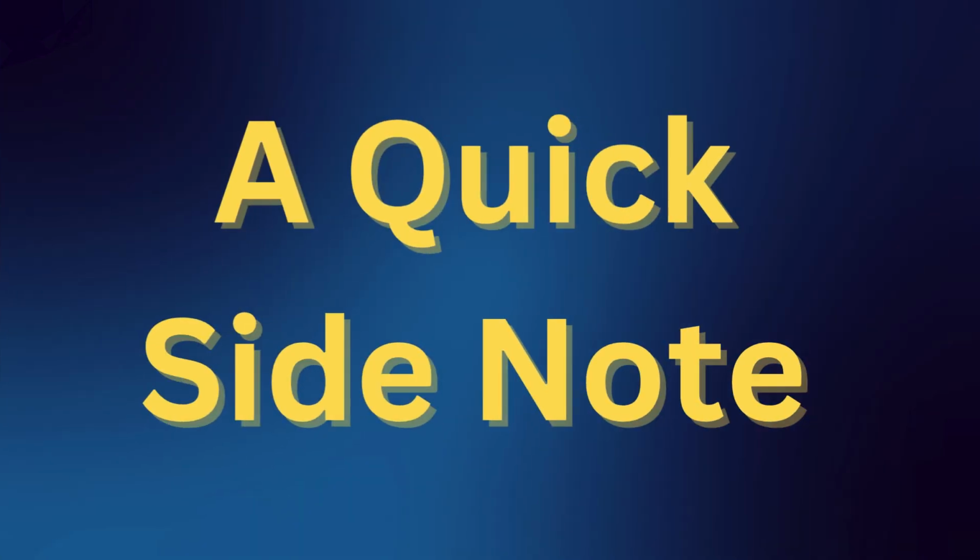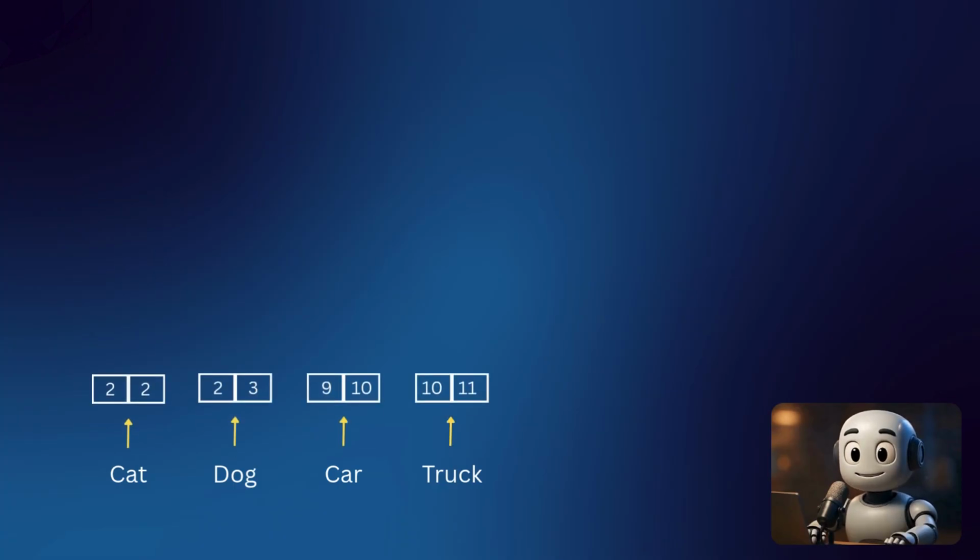A quick side note. So these lists of numbers, these token embeddings, can be a bit mysterious. So let me try and give you some intuition. Here I've got 4 words: cat, dog, car, and truck. And for each of these, I'm going to create a list of 2 numbers. Not 4, not 100s, just 2. And by using 2 numbers, I can plot them on a graph like this.